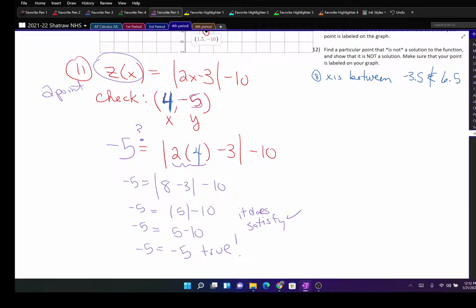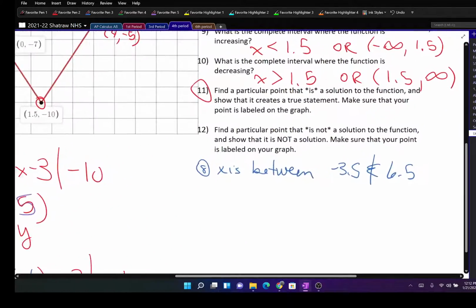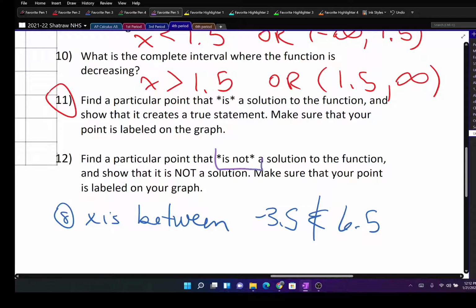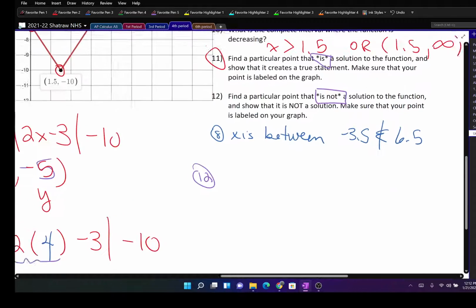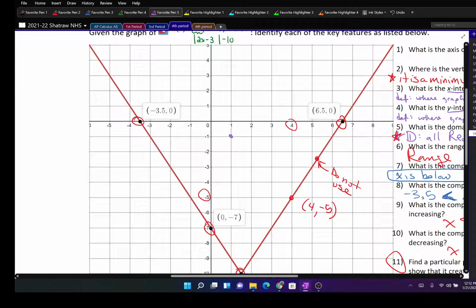Number 12 is super hard because you guys are like, wait, what? Yeah, let me show you. Right here it says find a particular point that is not a solution. What we just did is a solution. Now let's do one that is not a solution. And I need you to know what not a solution looks like too, okay? So what not a solution looks like is this. That point right there is not a solution. That point right there is not a solution, and so on. All of these points are not solutions. Why? Because they're not on the line. If they were on the line, then they would be a solution.